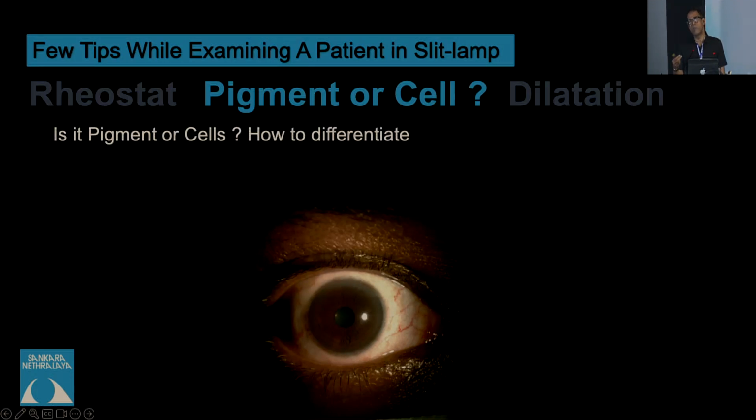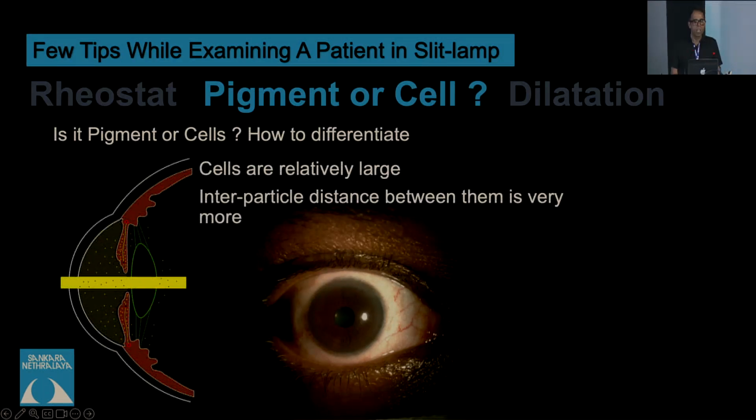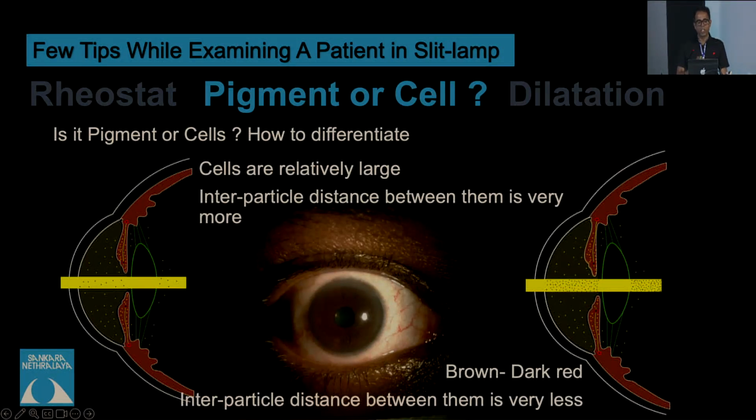Now the second problem you face in your clinic is whether it is pigment or cells. Because when we use phenylephrine, it is notorious for causing pigment release from the iris, and sometimes this may give you an impression that you are dealing with a case of anterior uveitis. But if you look, the inflammatory cells are relatively large, and the interparticle distance between them is more. Whereas the pigments are dark brown in color, and they are very closely arranged, and the density will be much more than the inflammatory cells.